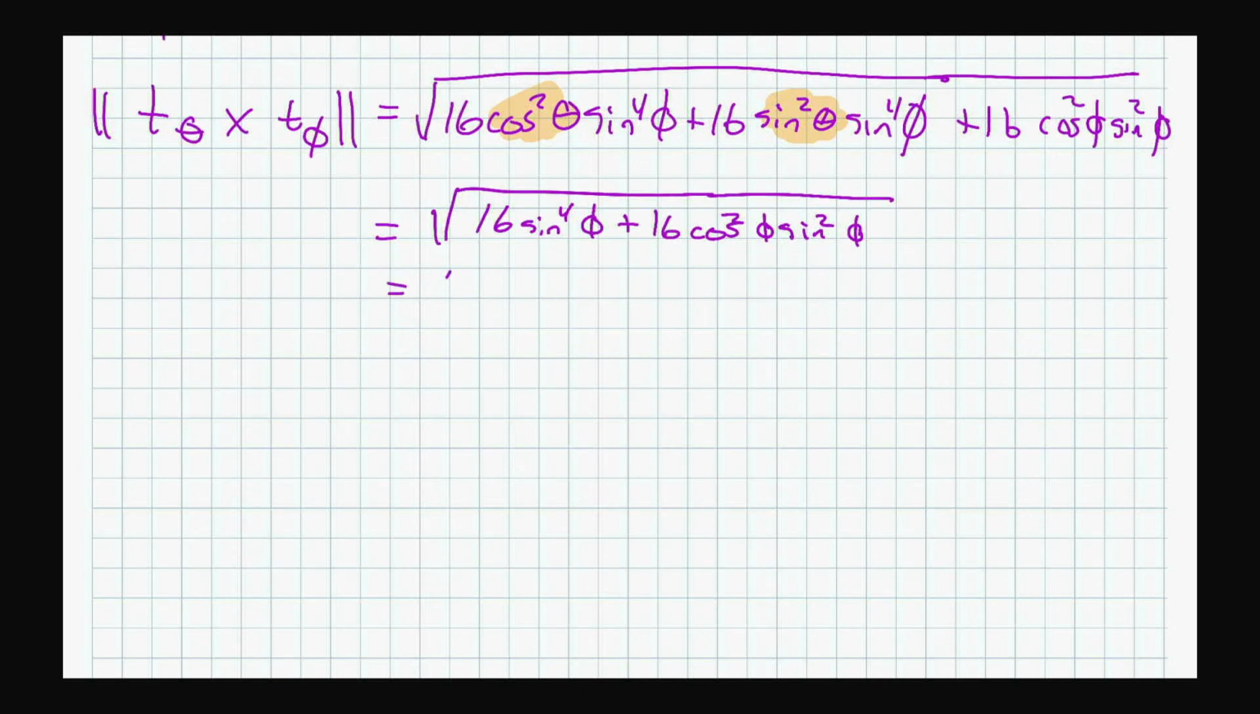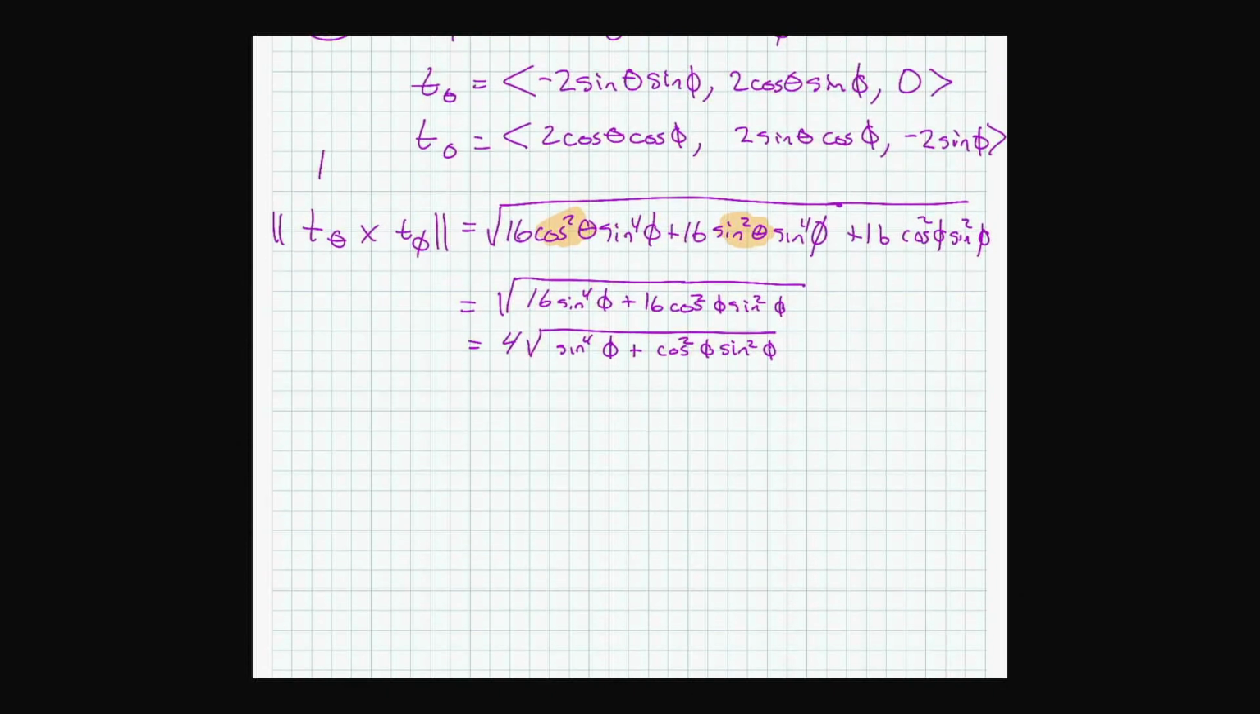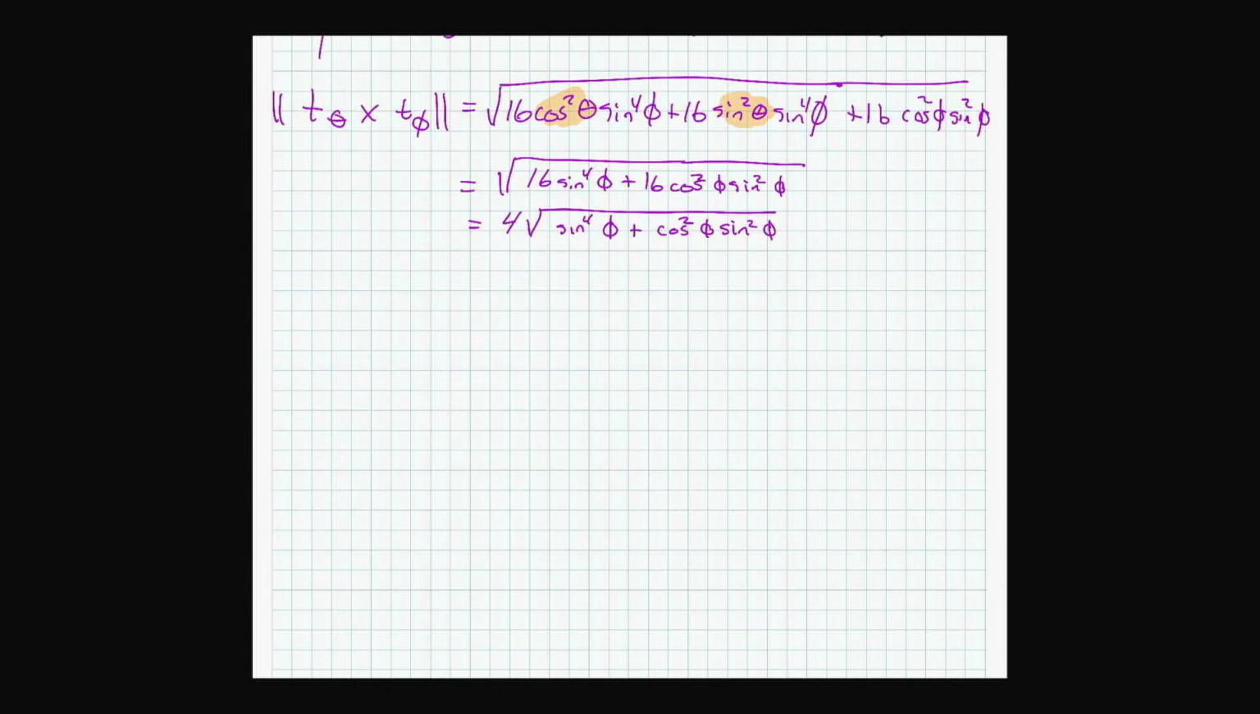They both have a 16 that can be taken out as a 4. And then we're just going to have sine to the fourth phi plus cosine squared phi sine squared phi. And that's just what that is. Okay. So that's what we get. Once we get that, and again, I just looked that up in the book. We could have probably gotten it from the computer.